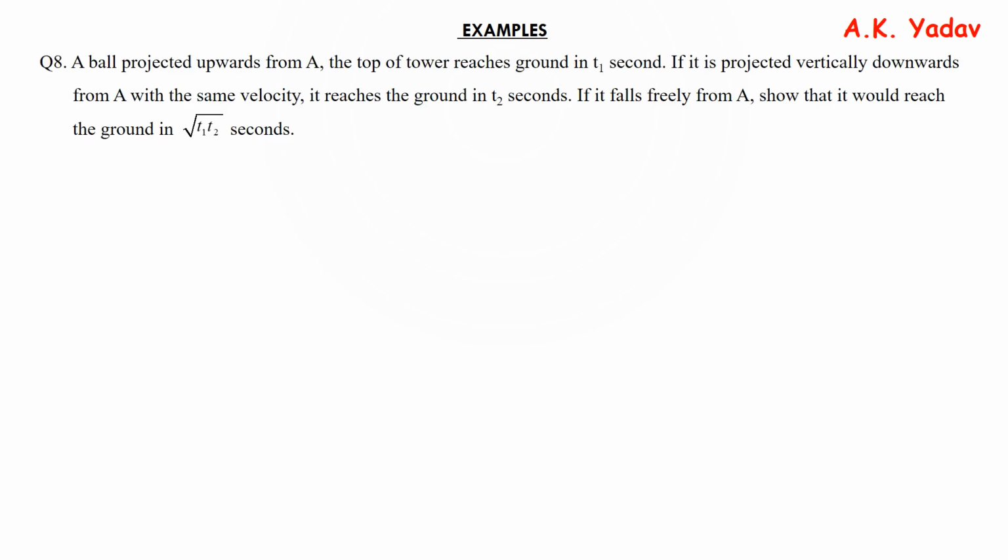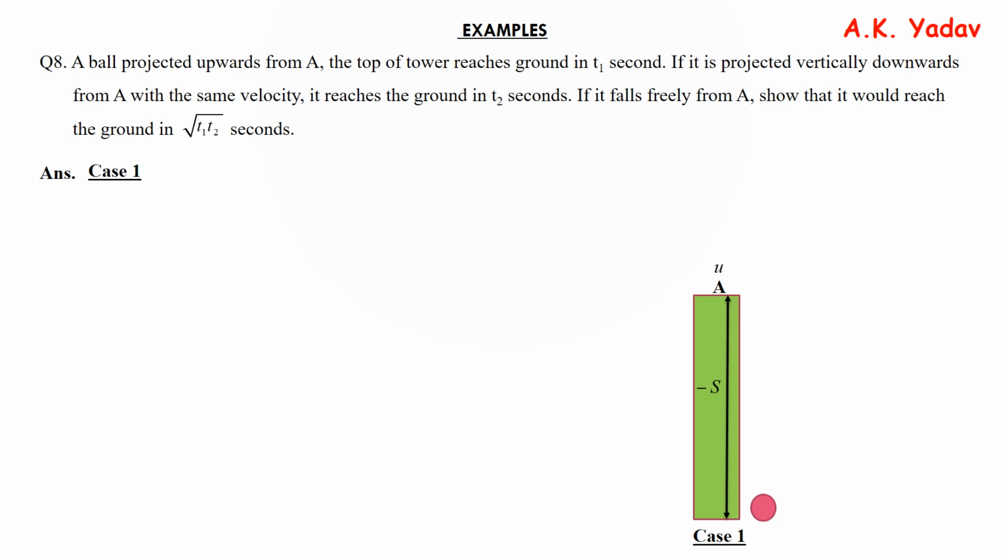Example number 8, a very interesting question. A ball projected upwards from A, the top of a tower, reaches ground in t1 seconds. If it is projected vertically downwards from A with the same velocity, it reaches the ground in t2 seconds. If it falls freely from A, show that it would reach the ground in under root t1 t2 seconds. So case 1, from A, the ball is projected with a velocity u. It reaches ground in t1 seconds. So the displacement is minus s.